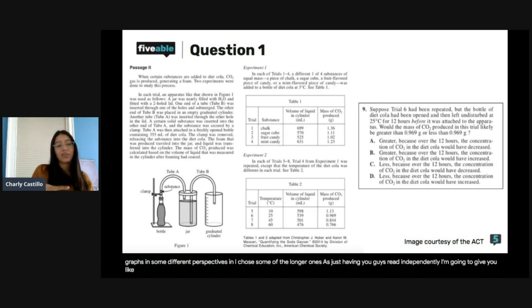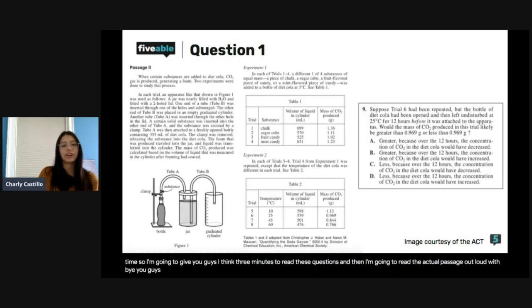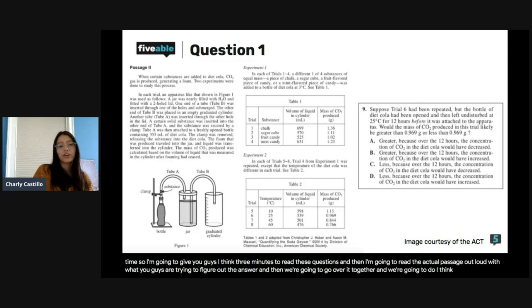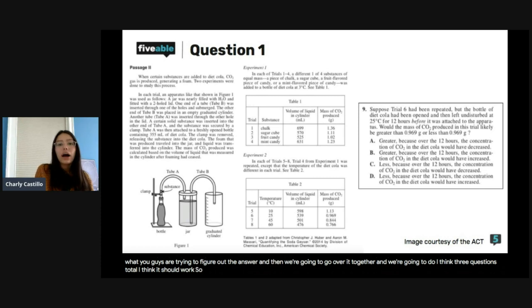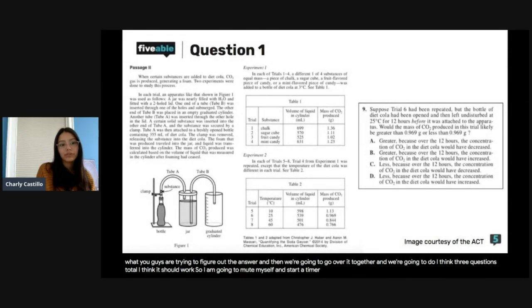So what I'm going to end up doing is just having you guys read independently. I'm going to give you like 3 minutes to read these independently because there's a lot of stuff here. And because you're not actually testing, why not use the time? Then I'm going to read the actual passage out loud while you guys are trying to figure out the answer, and then we're going to go over it together. We're going to do, I think, 3 questions total. I think it should work with how long some of these passages are. So I am going to mute myself and start a timer for 3 minutes.